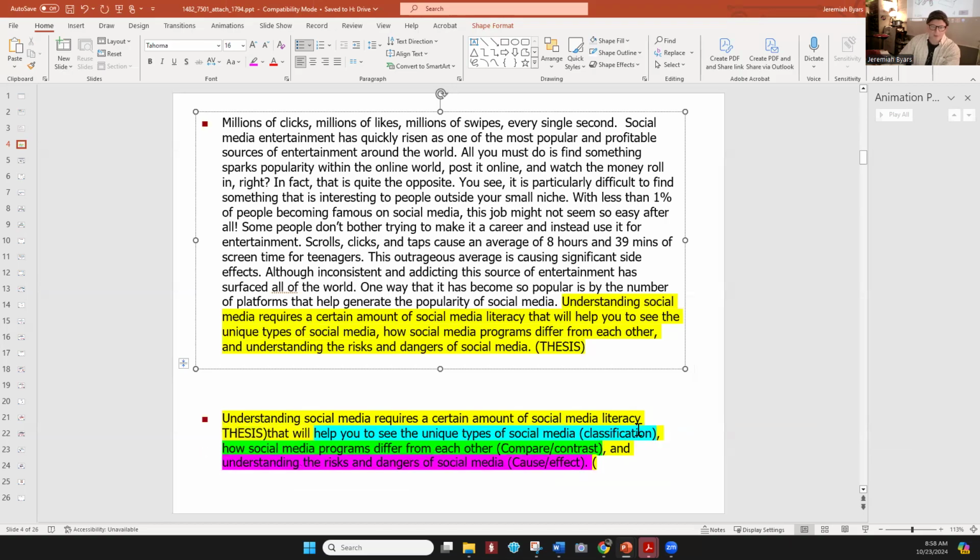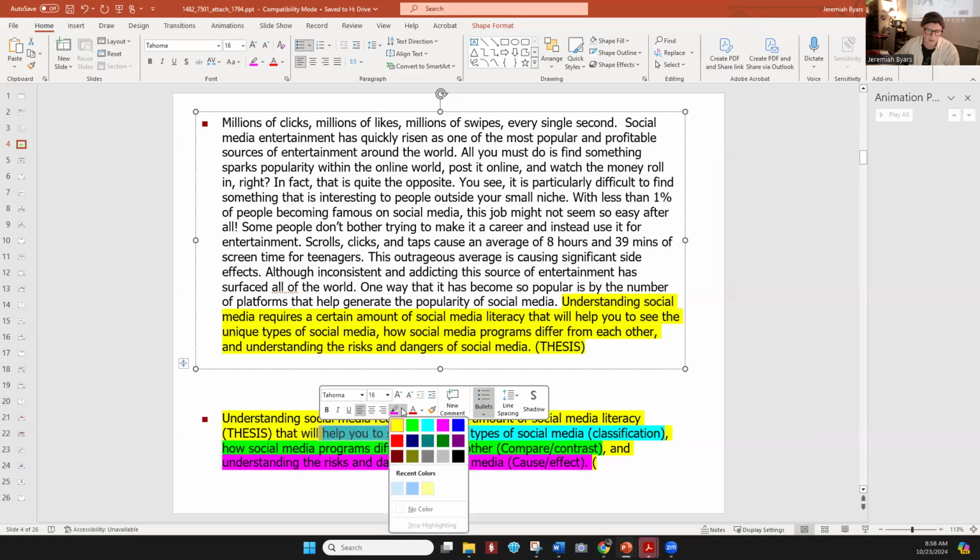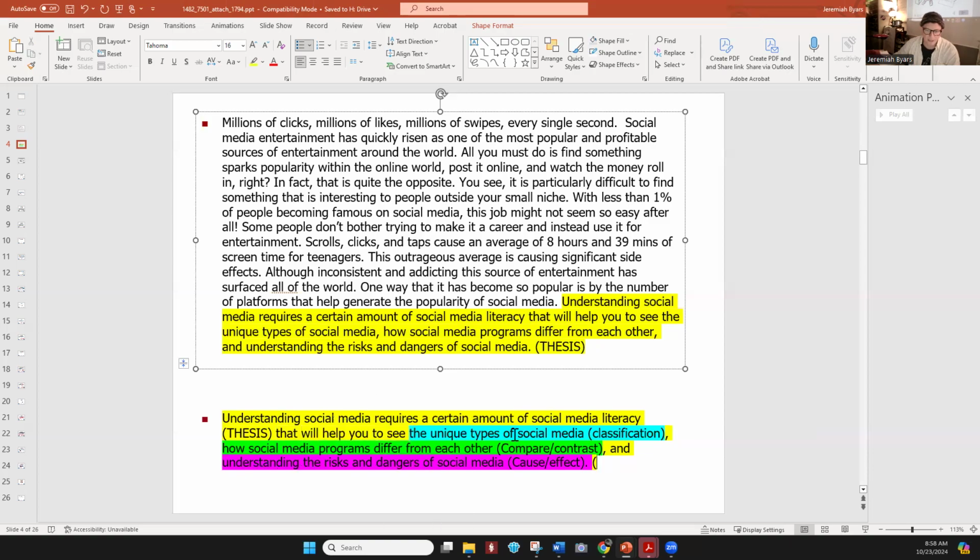All right, great. So understanding social media requires a certain amount of social media literacy. That's my thesis. Okay. You've got to have some literacy here to understand this. That will help you to see the unique types of social media. Okay. So this is actually still part of the thesis. I'm getting OCD now. Okay. So this is my classification paragraph. This is my compare contrast paragraph. And this is my cause and effect paragraph.